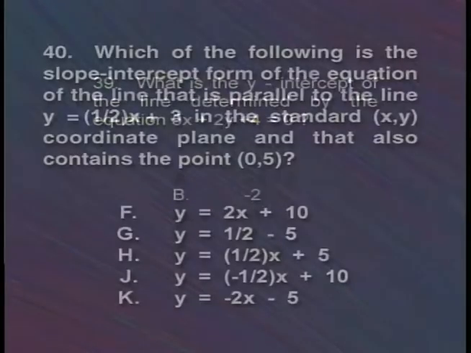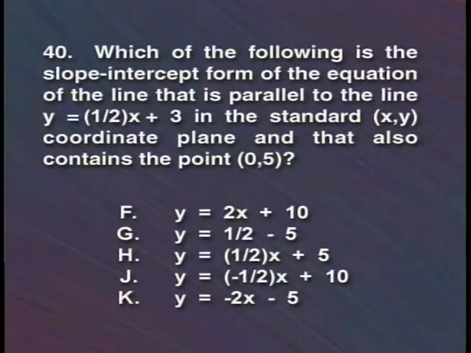Problem 40. Which of the following is the slope-intercept form of the equation of the line that is parallel to the line y equals 1/2 x plus 3, in the standard xy coordinate plane, and that also contains the point 0, 5?